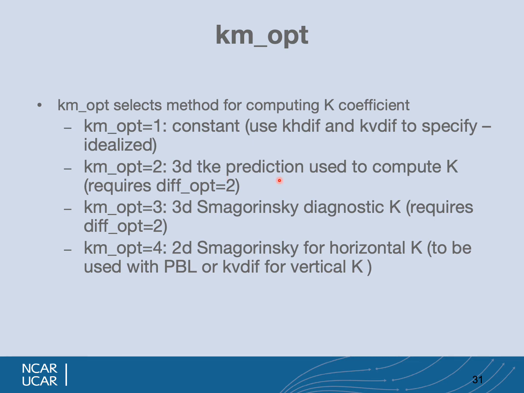KM-opt 2, as I mentioned, is the TKE prediction option. KM-opt 3 is the Smagorinsky option. KM-opt 4 is the one you would use for real data cases where diffusion is only used in the horizontal direction. So for that we have a special two-dimensional Smagorinsky K calculation called 2D Smagorinsky. And this will be the default in your real data cases where you're running a PBL scheme and then only using the horizontal diffusion from the model's diffusion schemes.